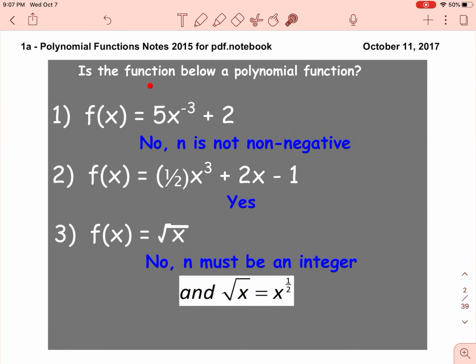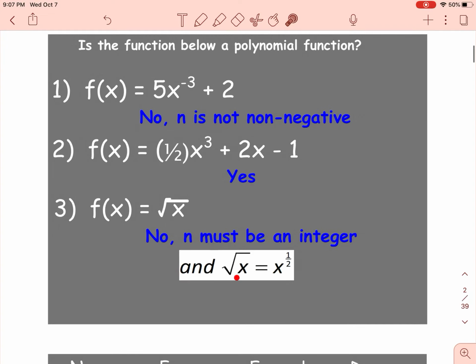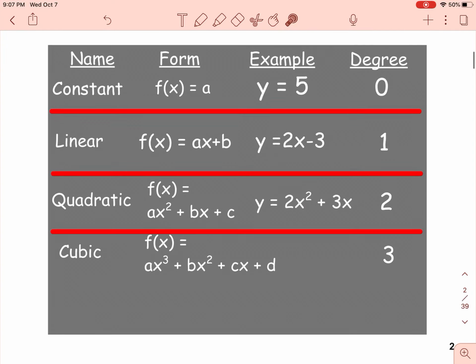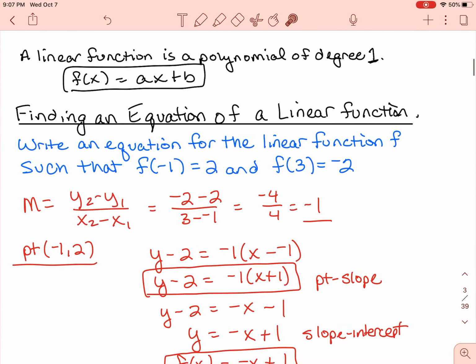All right, so the first thing we need to do is determine whether or not a function is a polynomial function. The first one is not, because we have a negative exponent. The second one is. The third one is not, because the square root of x is actually x to the 1/2 power, and that's not an integer. So there it is. I think we've already talked about those, so let's move on.